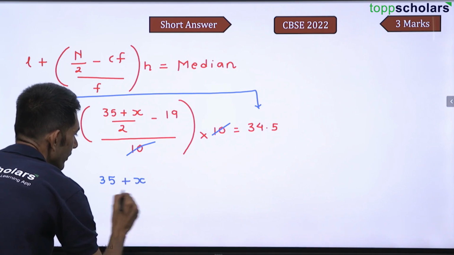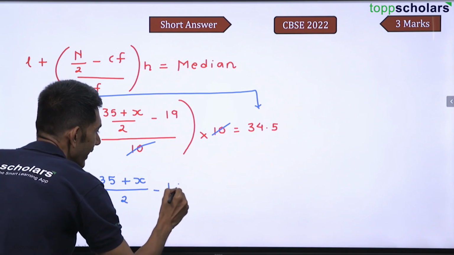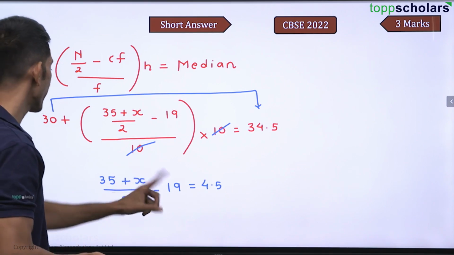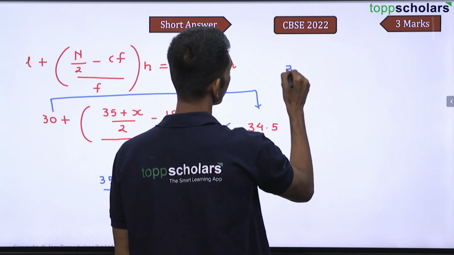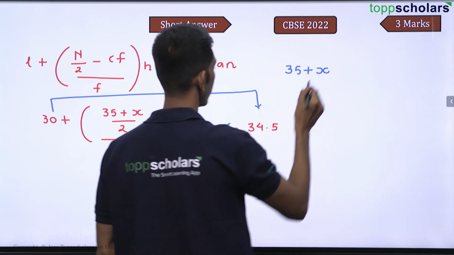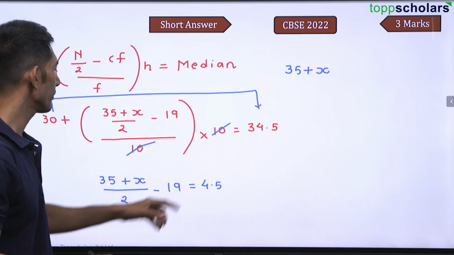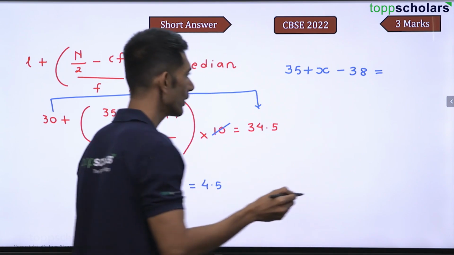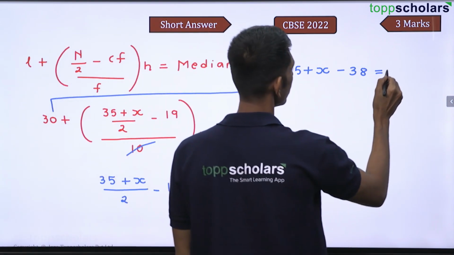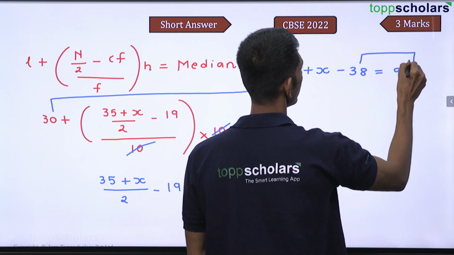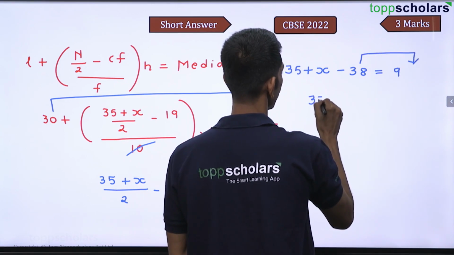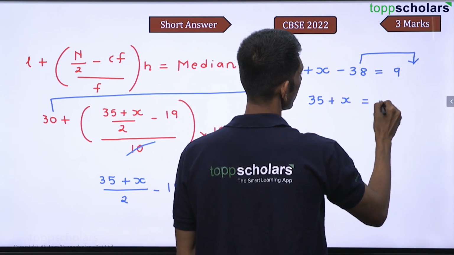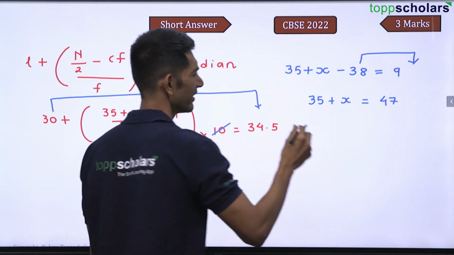So you get 35 plus x by 2 minus 19 is equal to 4.5. You can multiply both the sides by 2. So you get 35 plus x. Here you are multiplying by 2. Here also you will multiply by 2. 19 twos are 38. So minus 38 is equal to 4.5 into 2 is 9. So 38 goes here. So you get 35 plus x is equal to 47, right? You can also take 35 that side. So x is equal to 12.